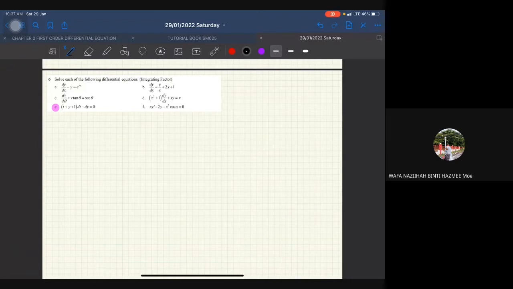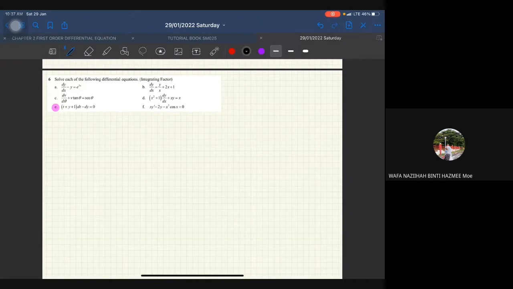Okay, so that's why we use integrating factor. So in 2.1 obviously we can separate it. So the left side becomes only y, the y variable, and on the right hand side only the x variable. Okay, but in certain differential equations, we cannot separate the variables. So we opt to use another method which is integrating factor. Okay, so integrating factor. This is number 6.